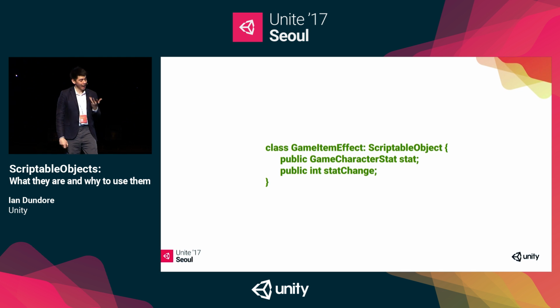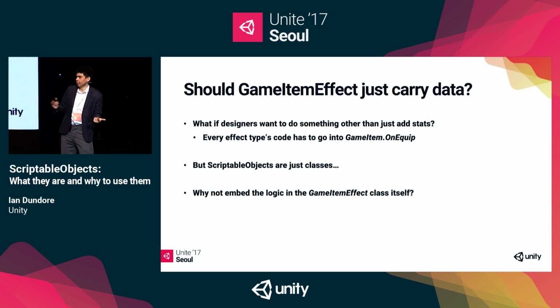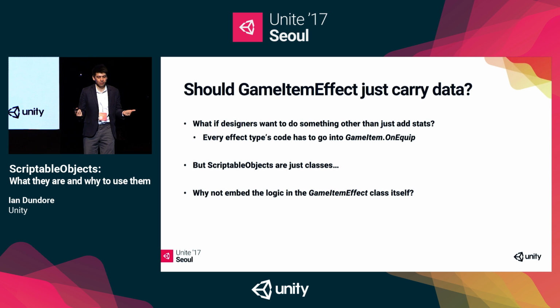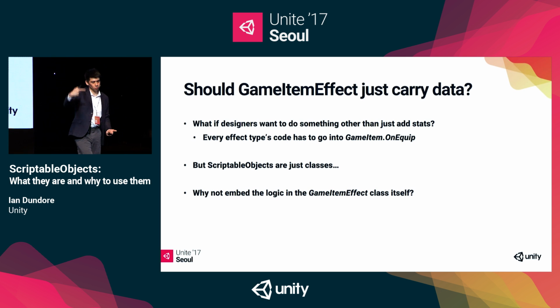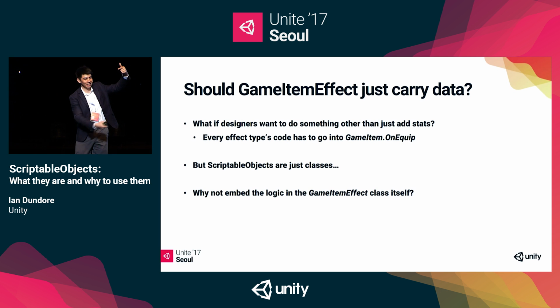Now, we could add some simple code to onEquip and onRemove to apply this effect, to change the character's stats. But should we really do it this way? What happens if the designers want to do something other than add values to stats? What if they want to decrease one stat and increase another? Like we've got a sword that's possessed by a demon or something.